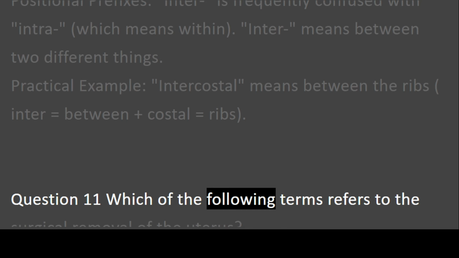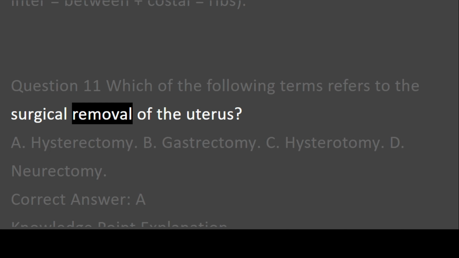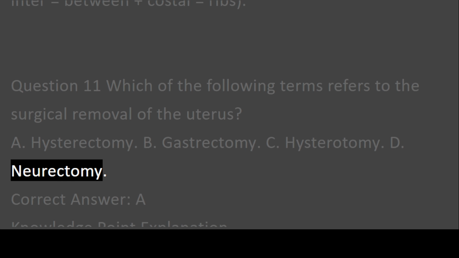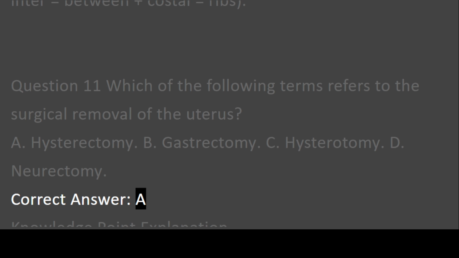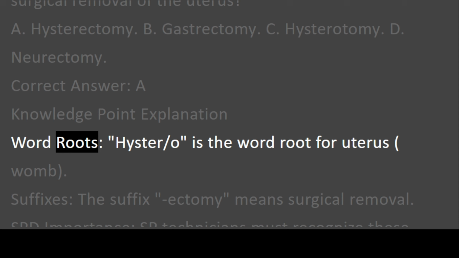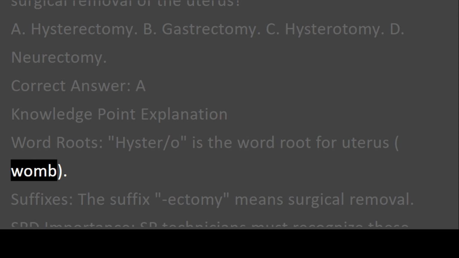Question 11. Which of the following terms refers to the surgical removal of the uterus? A. Hysterectomy. B. Gastrectomy. C. Hysterotomy. D. Anerectomy. Correct answer, A. Knowledge point explanation. Word roots. Hyster/o is the word root for uterus, womb.